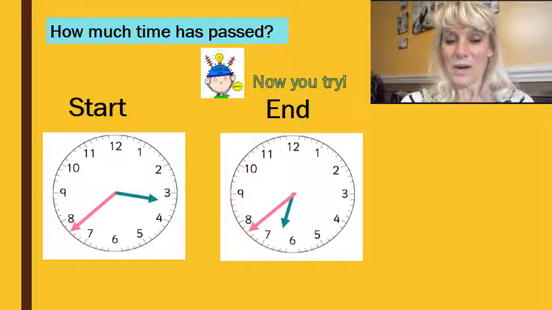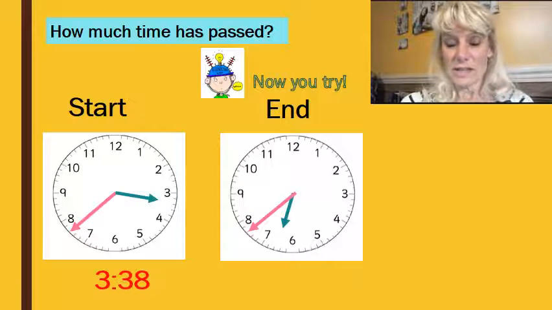Okay. I hope what you did was tell the starting time. I hope that you noticed that the minute hand was past the 6, so that means that our hour hand needs to be in between the 3 and the 4. It has not reached the 4 yet, so our time is 3:38. The ending time also has the minute hand on the 38, so we're looking in between the 6 and the 7, which makes it 6:38.